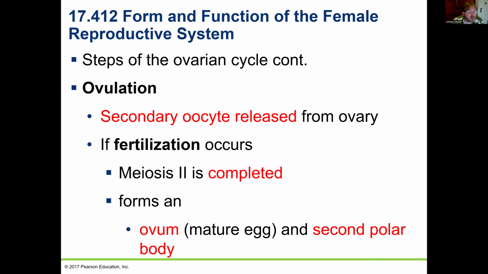Now then the secondary oocyte is going to be released from the ovary. And if fertilization occurs, meiosis 2 is completed, and that's going to form an ovum, which is the mature egg, and a secondary polar body. The polar bodies are cells that just do not have enough cytoplasm to live. This is because we want the ovum to accumulate as much cytoplasm as possible to serve as nutrients for the developing offspring.